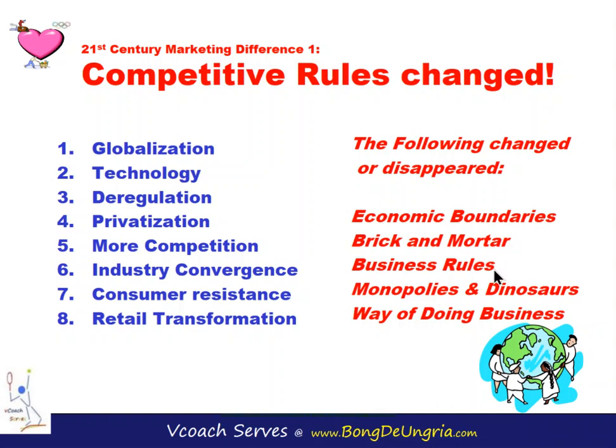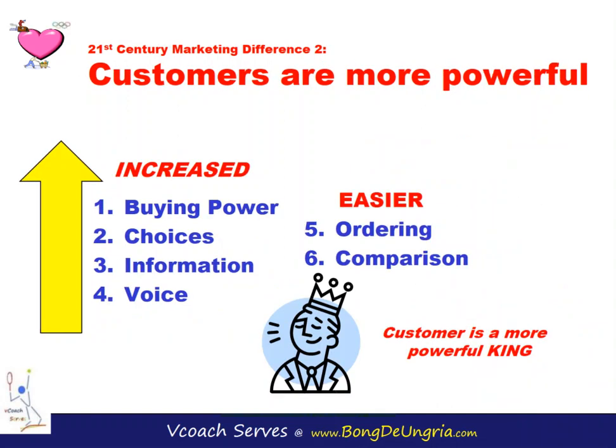The rules have changed. Monopolies and dinosaurs, which lorded it before, are either much smaller or even closed because the way of doing business has changed because of all of these competitive factors that have changed. As a result of this, customers are now more powerful.